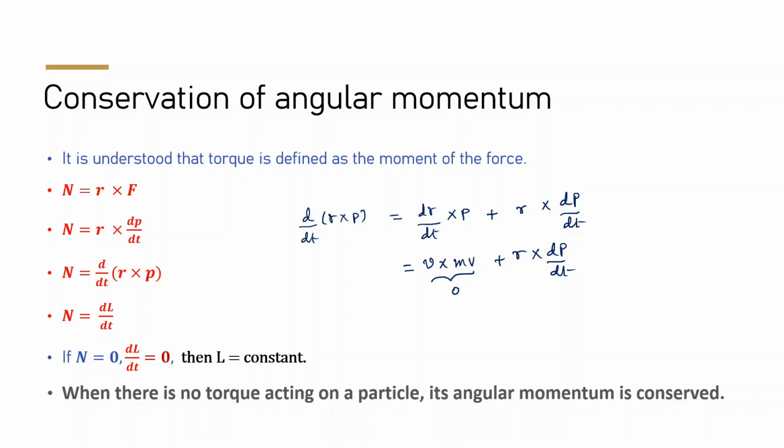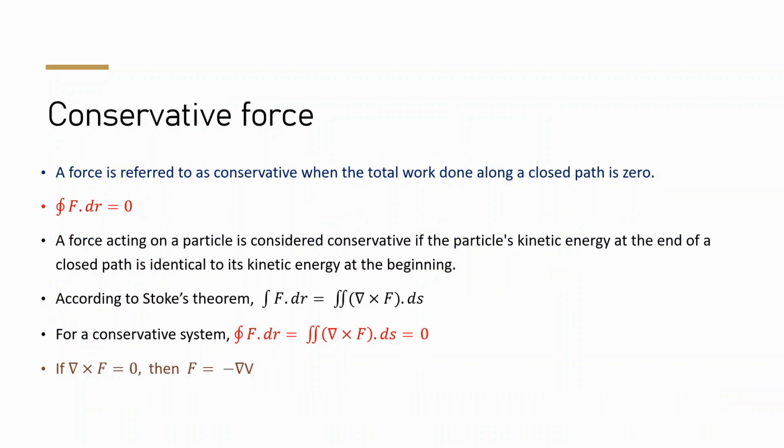Therefore we can write d by dt of R cross P equal to R cross dP by dt. So in this way, R cross dP by dt is replaced by d by dt of R cross P. We know the value of R cross P. R cross P is our angular momentum L. So torque equal to dL by dt. If torque value is 0, then dL by dt equal to 0, then L is equal to constant. When there is no torque acting on a particle, its angular momentum is conserved.